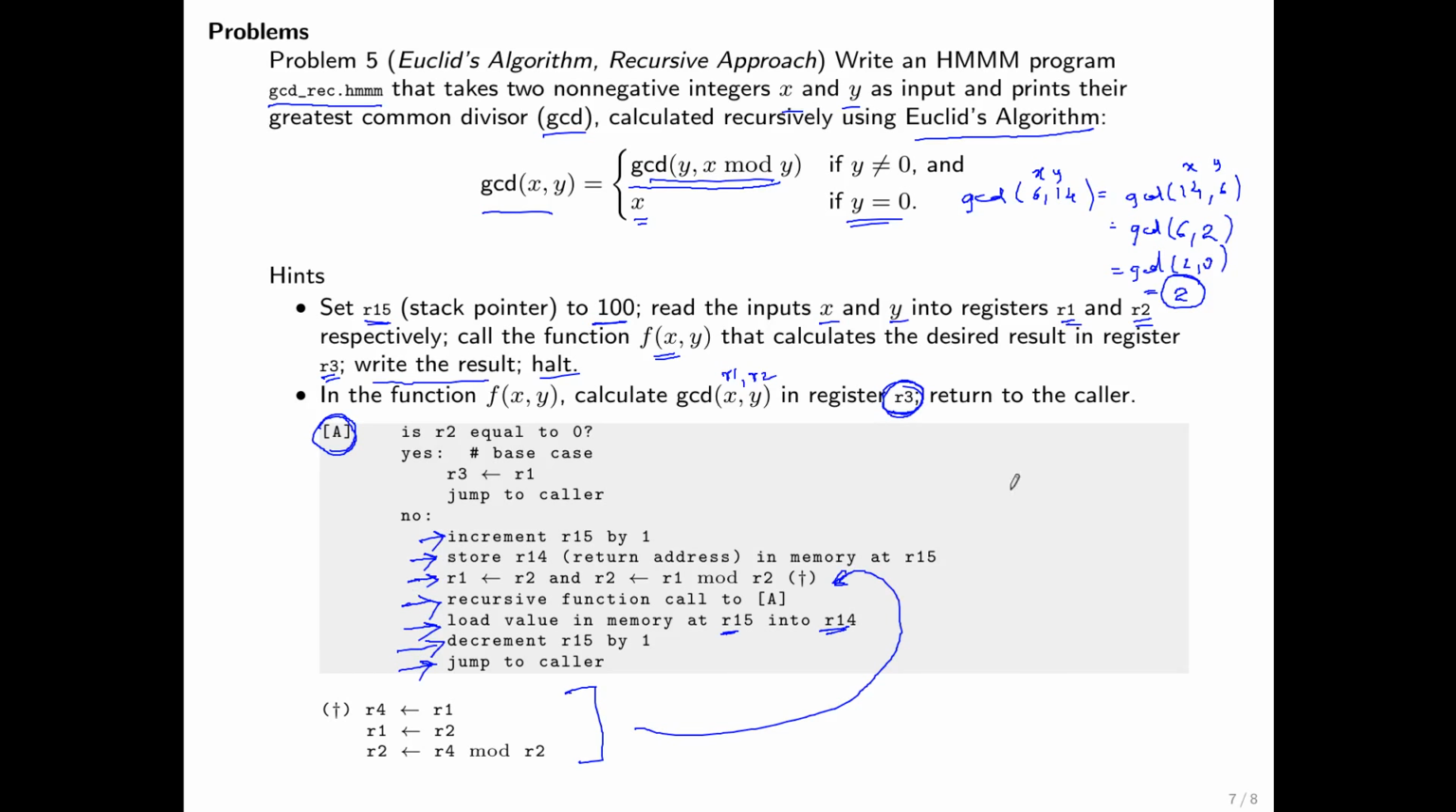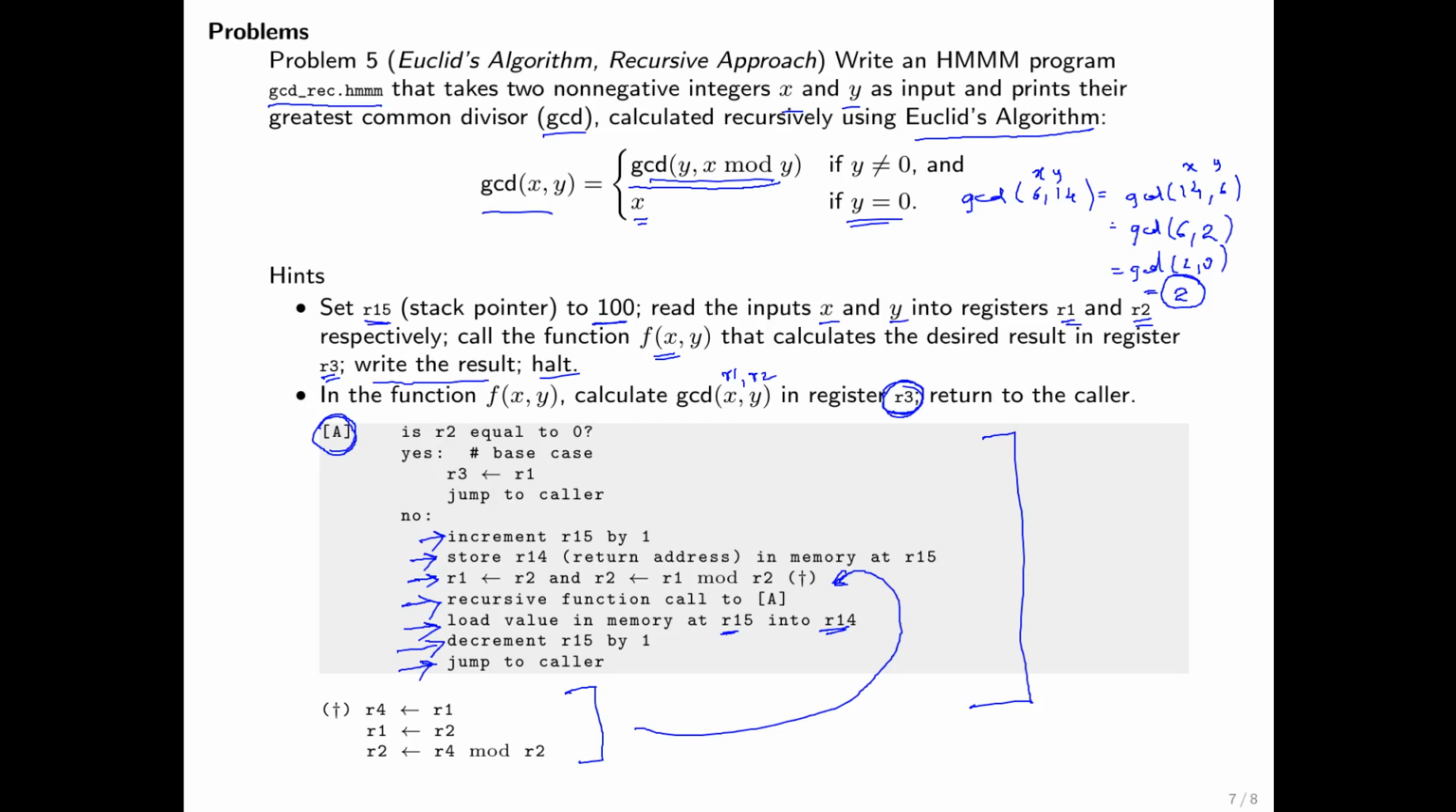Again, the pseudocode tells you exactly what you need to do, right? All that you need to do then is to translate this diligently into HMMM code. And then if you do that, you should have your program do the right thing, okay? All right.